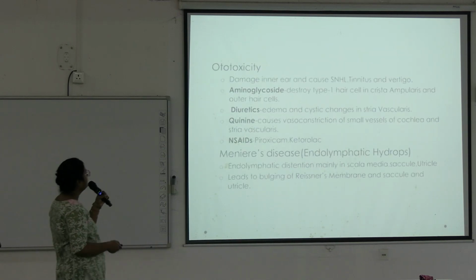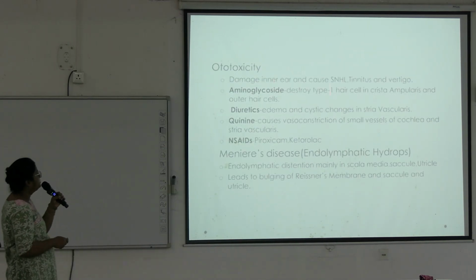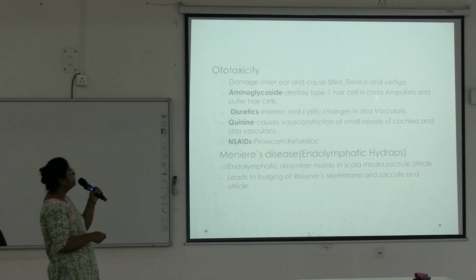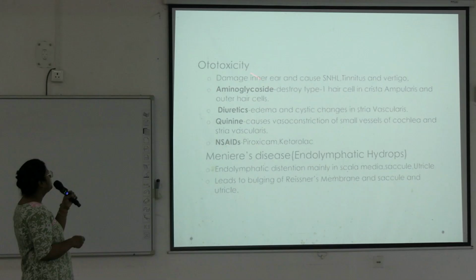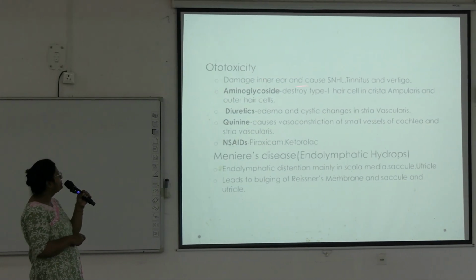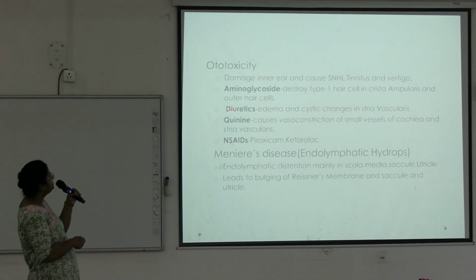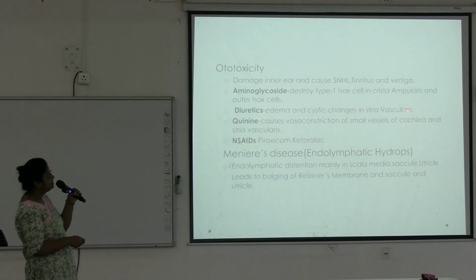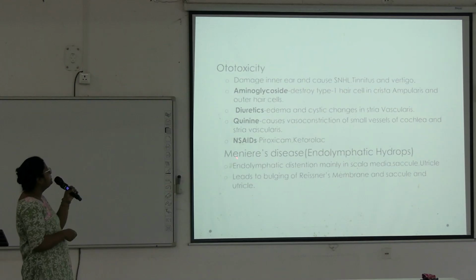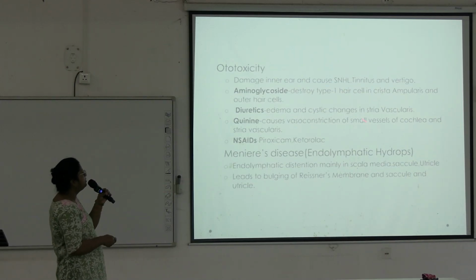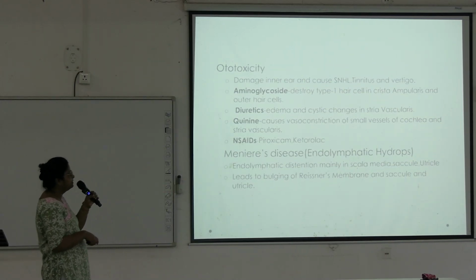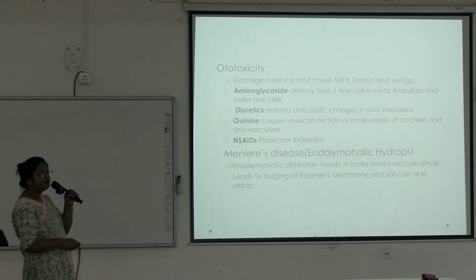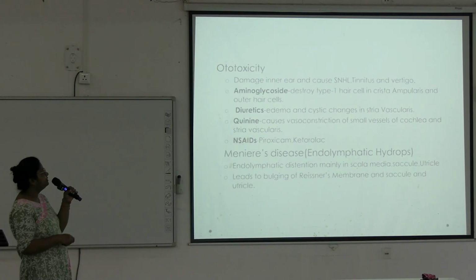Okay. Next is ototoxicity. Ototoxicity is damage to the internal ear and causes sensorineural hearing loss, tinnitus, and vertigo. It is caused by aminoglycosides, which destroy type 1 hair cells in crista ampullaris and outer hair cells. Diuretics cause edema and cystic changes in the stria vascularis, and quinine causes vasoconstriction of small vessels of the cochlea and stria vascularis. And NSAIDs such as piroxicam and ketorolac. All these are damaging to the ear.